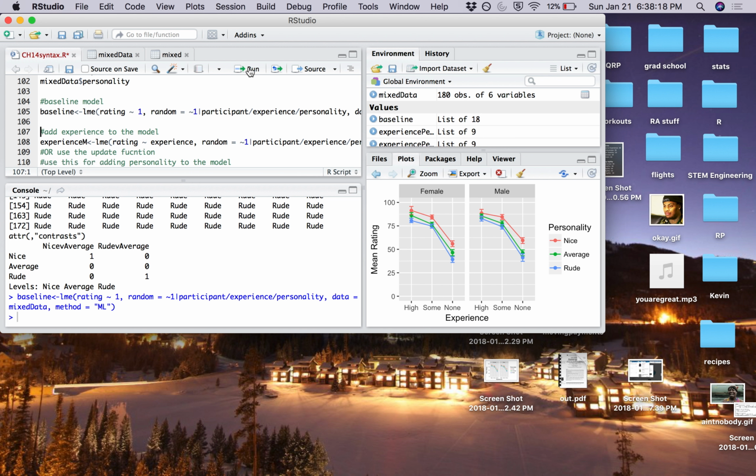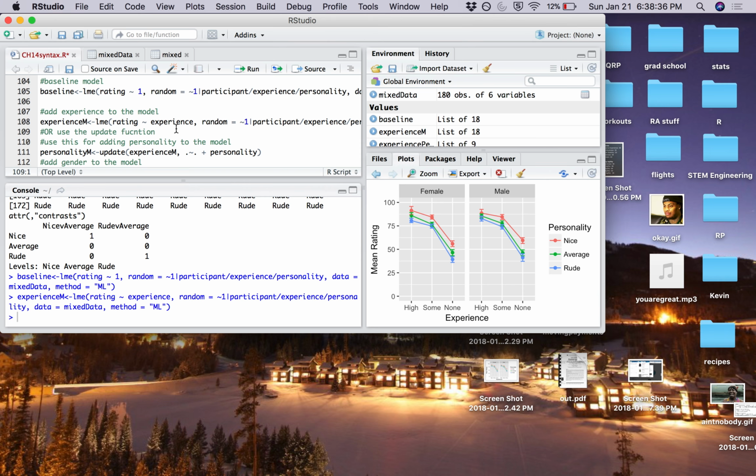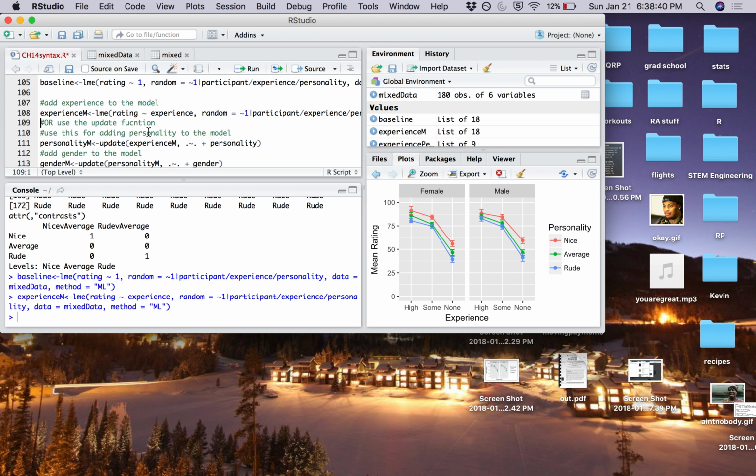So to see the overall effect of each main effect and interaction, we need to add them into that model that we just created one at a time. So we use the baseline model and add experience after rating. So instead of having the 1, we can add experience. Or we can use the update function, which I did for the rest of the variables.